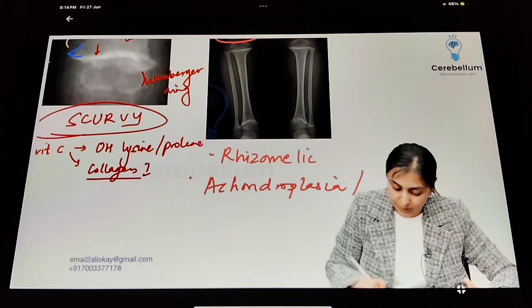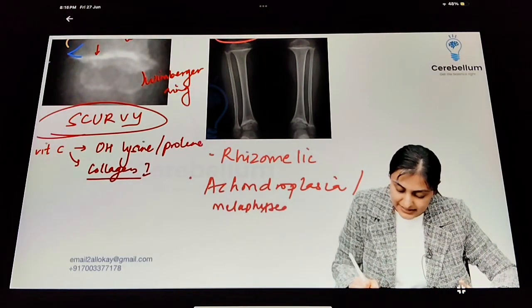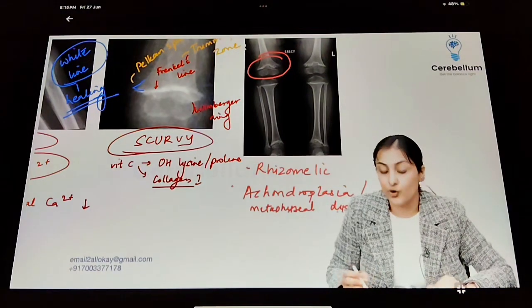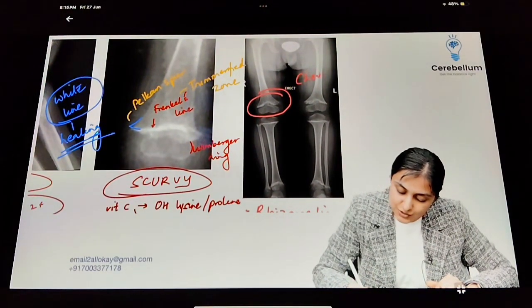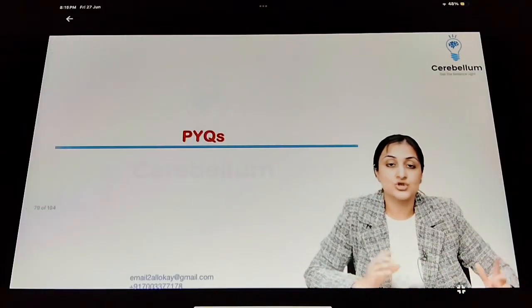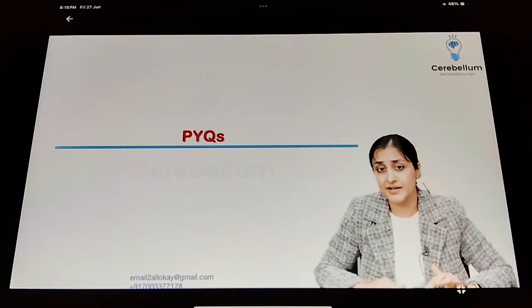Instead of achondroplasia, they may also write it as metaphyseal dysplasia. So achondroplasia, metaphyseal dysplasia is irregular metaphysis with a normal bone density, and this sign is called the chevron sign. So this is the chevron sign here. This is our approach to bone disorders, MSK radiology in general.